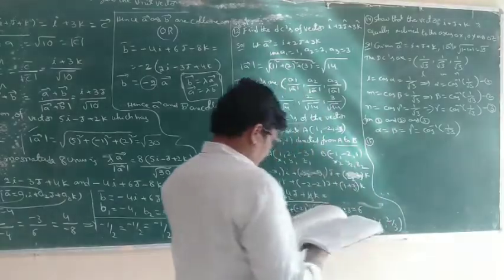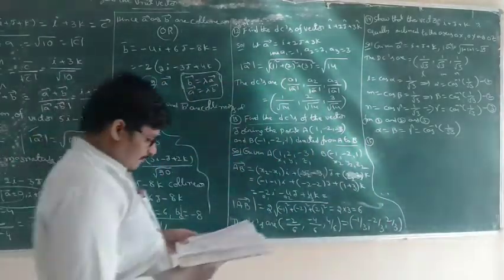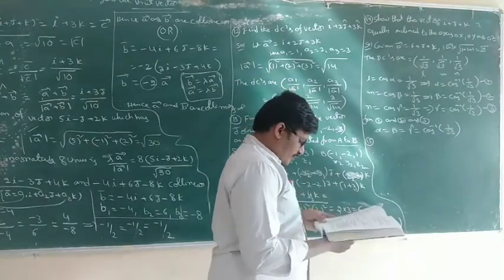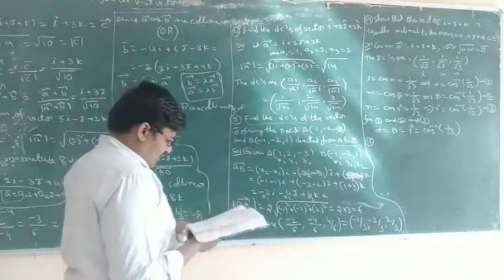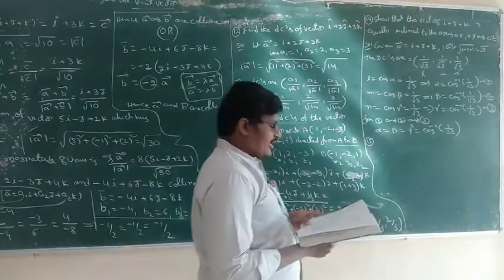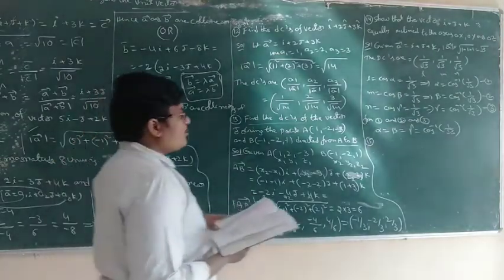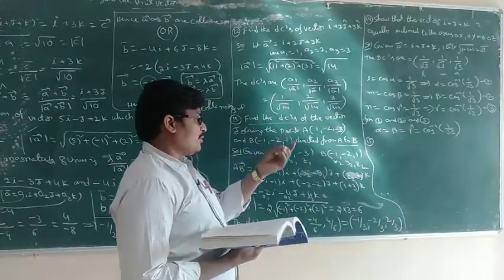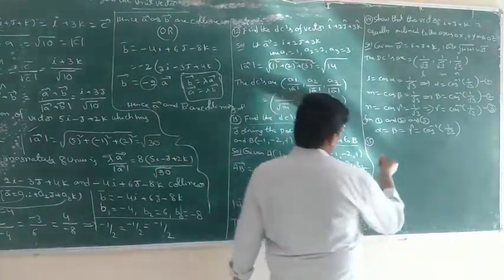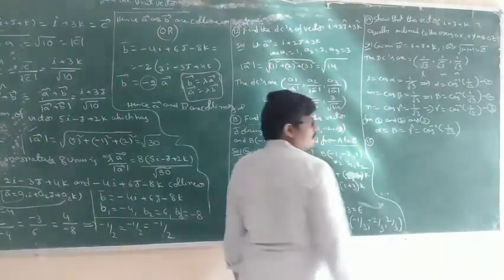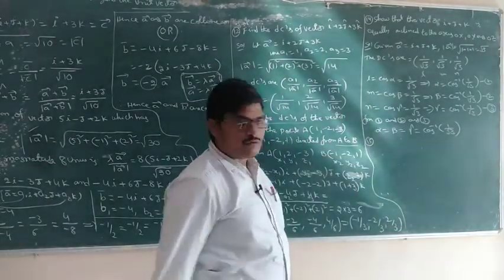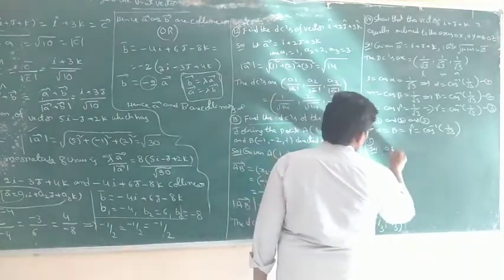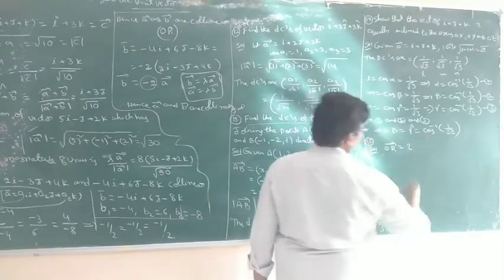Fifteenth problem. Find the position vector of the point R which divides the line joining two points P and Q. Find the position vector of the point R, so OR, the position vector. There is no gap. In the first problem only, I have to write only the answer. So solution: we have to find OR.